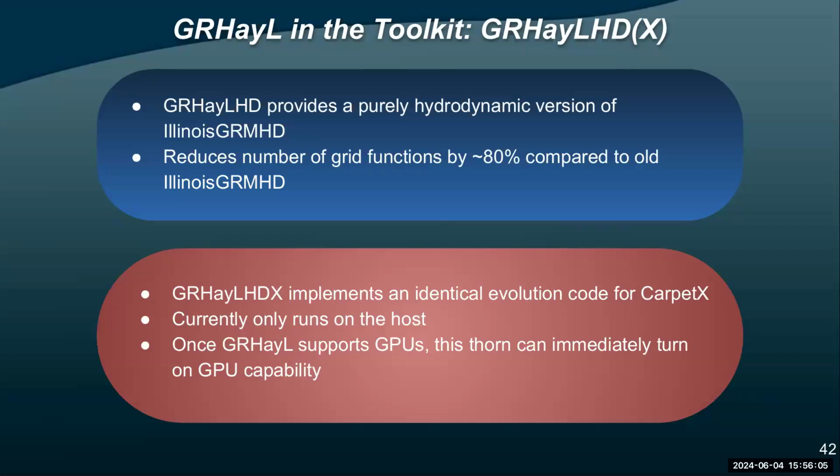And then GRHayl-HDX implements the exact same thing, but for CarpetX. Of course, GRHayl is only available on the host, so this only runs on the host. Once the GRHayl lib thorn supports GPUs, all we have to do in this thorn is change the loop macros to run on device instead of host, and then it should just work. Basically the only thing preventing us from doing that is that the GRHayl functions aren't on the device, so if you try to do it, it won't compile.